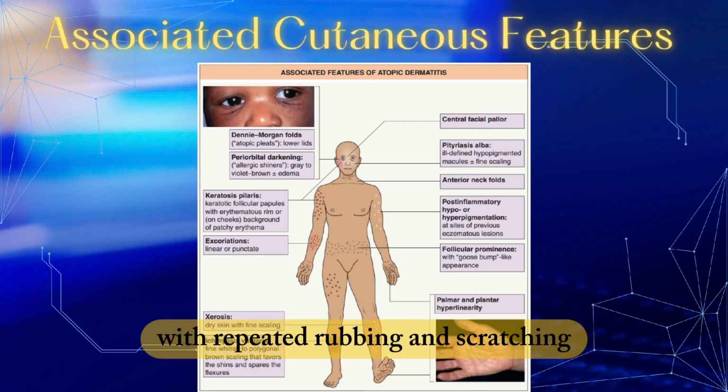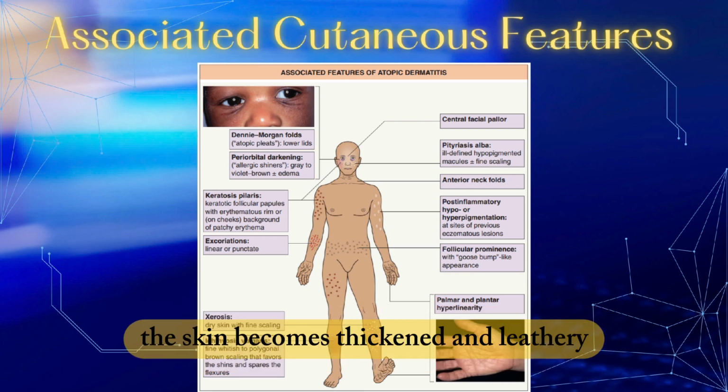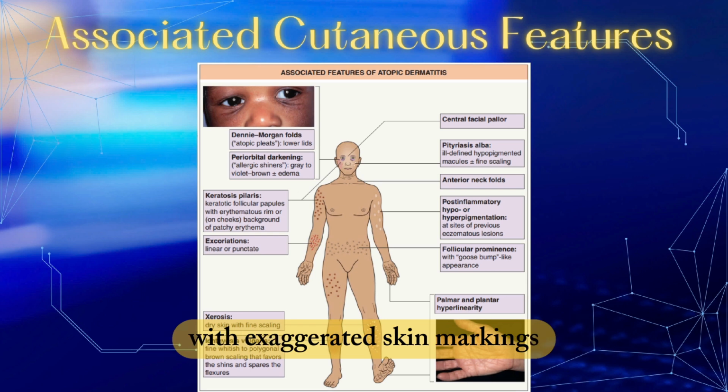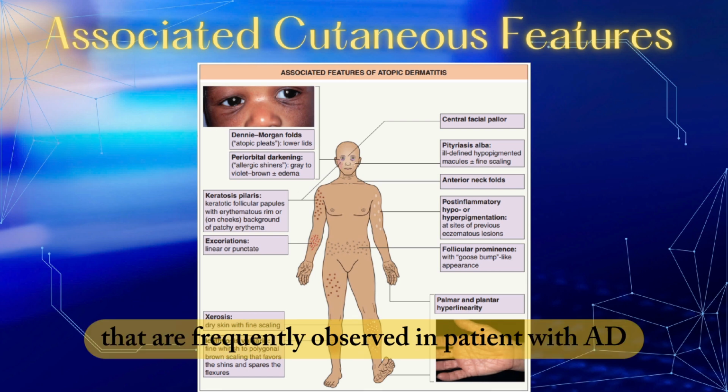With repeated rubbing and scratching, the skin becomes thickened and leathery, with exaggerated skin markings referred to as lichenification. Atopic stigmata, physical findings other than dermatitis that are frequently observed in patients with AD.